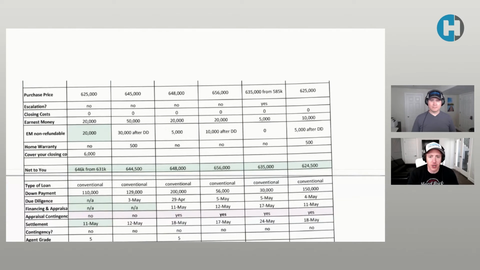Yeah, let's pull up, we've got it, kind of like a spreadsheet with the numbers mapped out. On this deal in particular, I believe it was 23 offers in total. We had 23 offers.